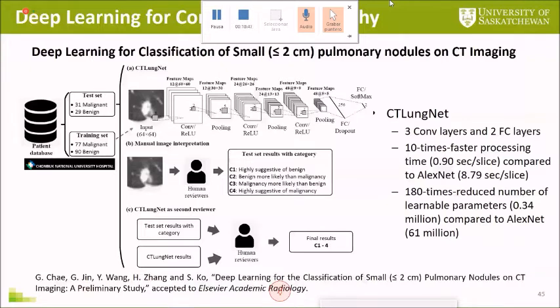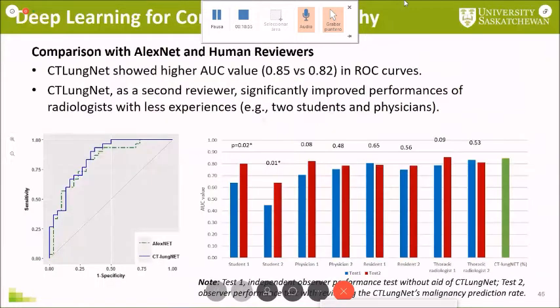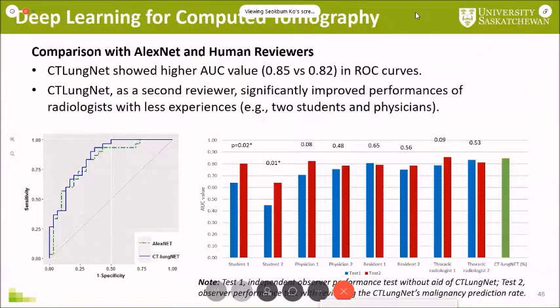This is accepted at Academic Radiology. This is an interesting slide. Student 1 and student 2 are medical students, relatively less experienced. And on the right side, thoracic radiologist 1 and 2, these are experts with about 20 years of experience.